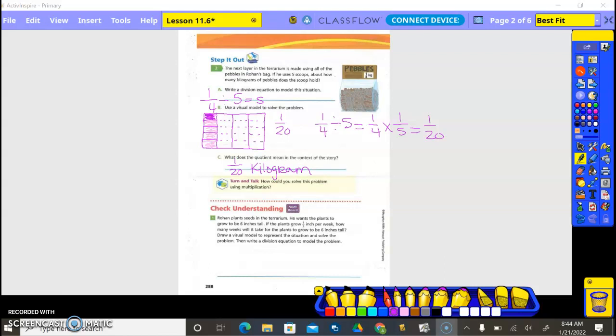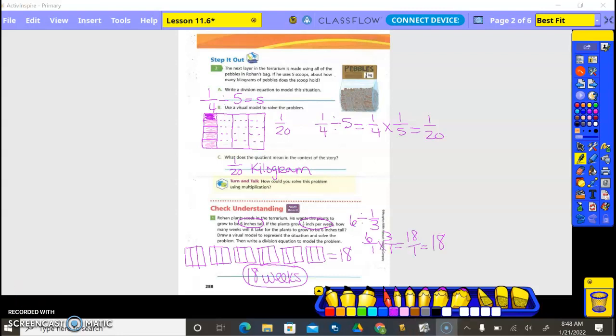Check understanding. Number 1, growing plant seeds in the terrarium. He wants the plants to grow to be 6 inches tall. If the plants grow 1/3 inch per week, how many weeks will it take for the plants to grow to be 6 inches tall? Draw a visual model to represent the situation and solve the problem. Then write the division equation to model the problem. So he wants it to be 6 inches tall and then 1/3 inch per week.